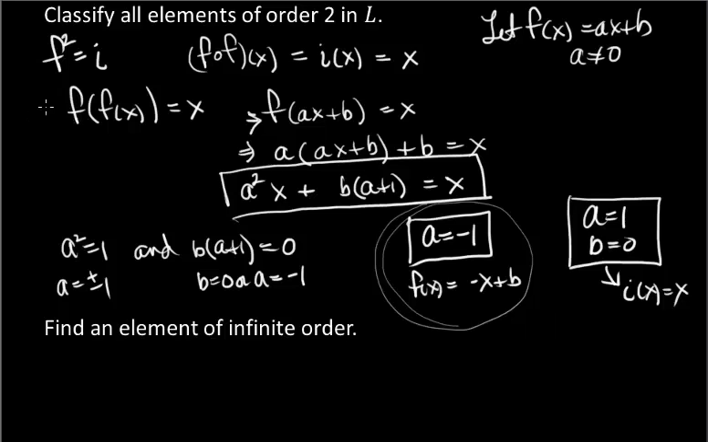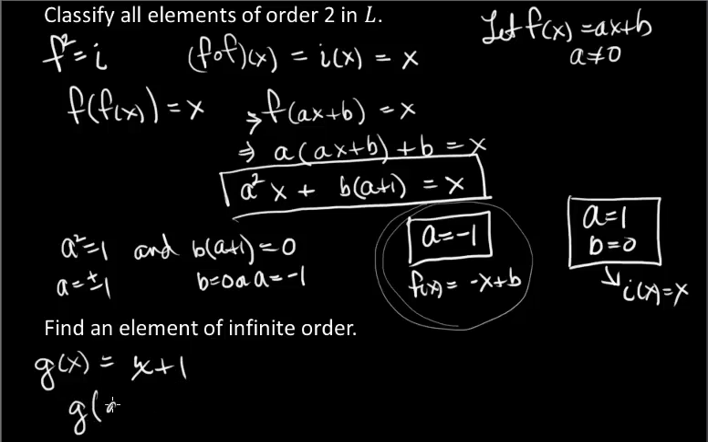The second part asks us to find an element of infinite order, one that no matter how many times you compose the function with itself, you will never get back to the identity function. Well, let's just try one here. How about, let's say g of x equals x plus 1.